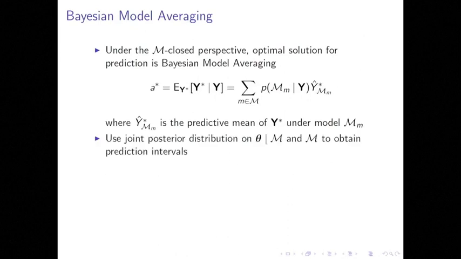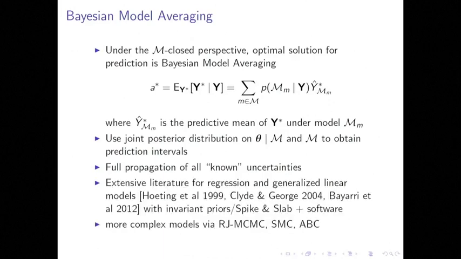Okay, and so this uses the joint posterior distributions on both beta and m. We can also use that to obtain prediction intervals. So we can come up with optimal intervals that way. And it would allow a full propagation of all of the known uncertainties. So we've been able to specify all the possible models. We've described prior distributions. We have all of the exact models, but that never really happens, that we can specify all of those uncertainties.